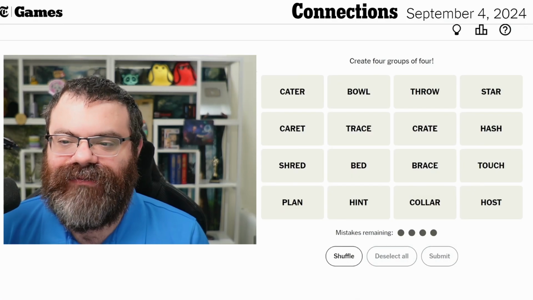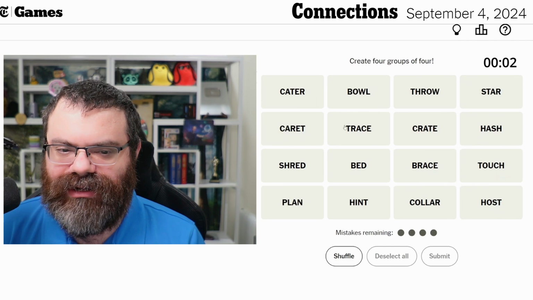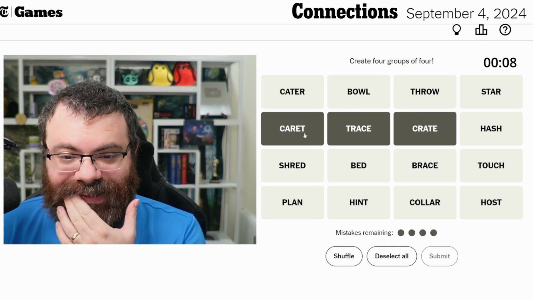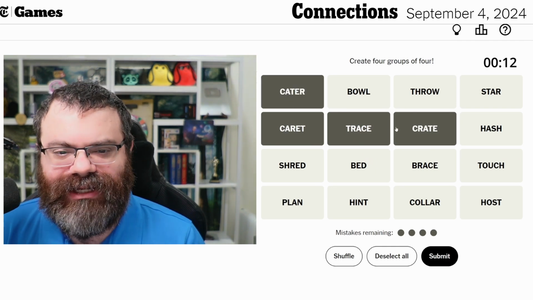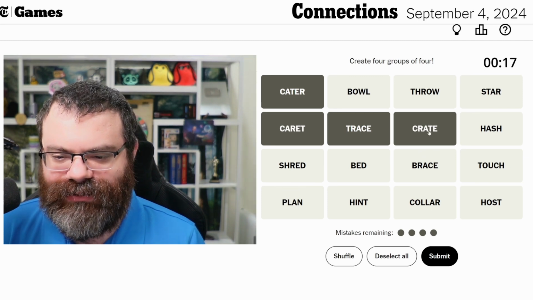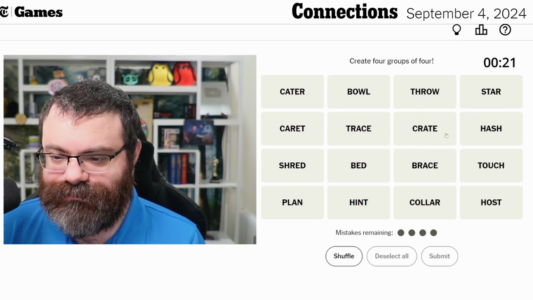Let's do Connections. We're finding 4 groups of 4. We have cater, bowl, throw, star, carrot, trace, crate, hash. Trace and crate, and carrot and cater are all anagrams of each other. Is that a red herring? Because it's an entire row of them. I'm gonna hold off and see if it's a red herring.